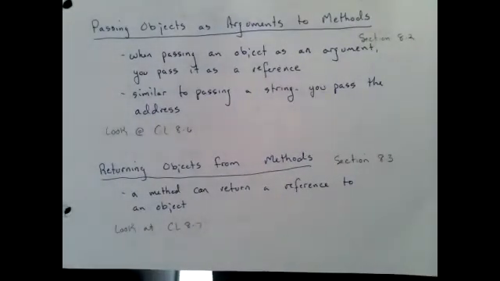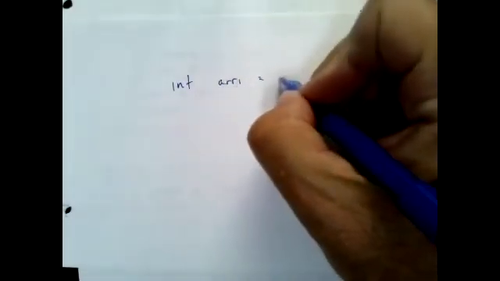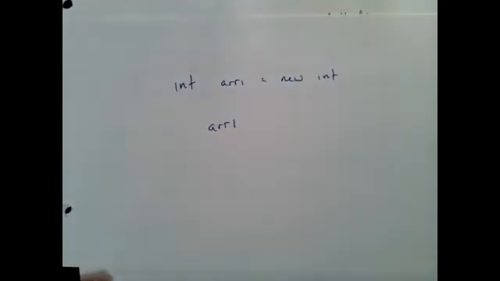Because like we did with arrays, we passed in the array name. And remember, if I said int, I'll mess this up, array1 equals new int, and on and on and on. If I use just the word array1, that was a what?